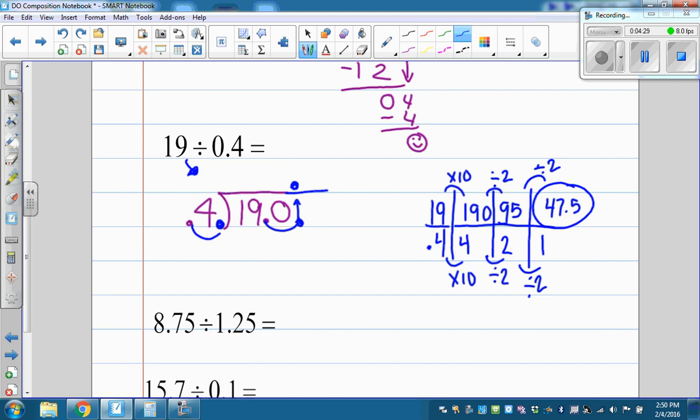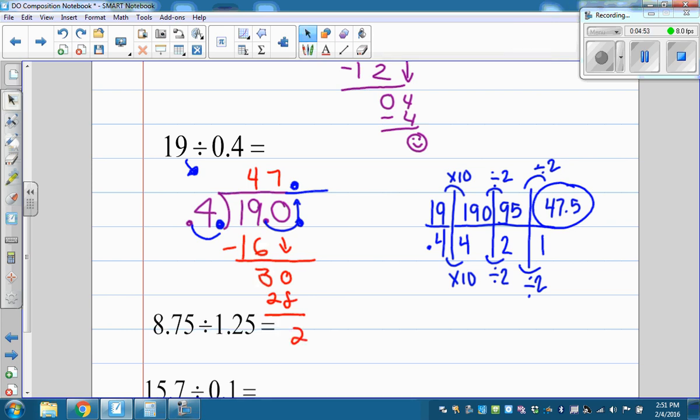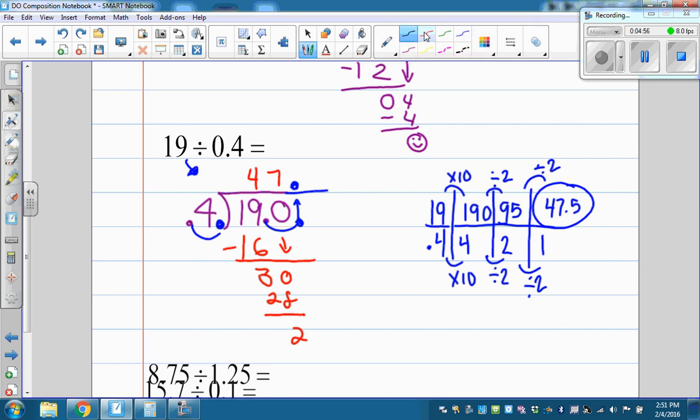It's an option. Watch. Over here, 4 goes into 19 4 times. 4 times 4 is 16, subtracting, you get 3. Bring down the 0. 30. 4 goes into 30 7 times. 28. Subtract, you get 2. You add another 0. You could bring that 0 down. You might even notice that 2 over 4 is a half. But if you bring the 0 down, 4 goes into 20 5 times, and you get the same answer.